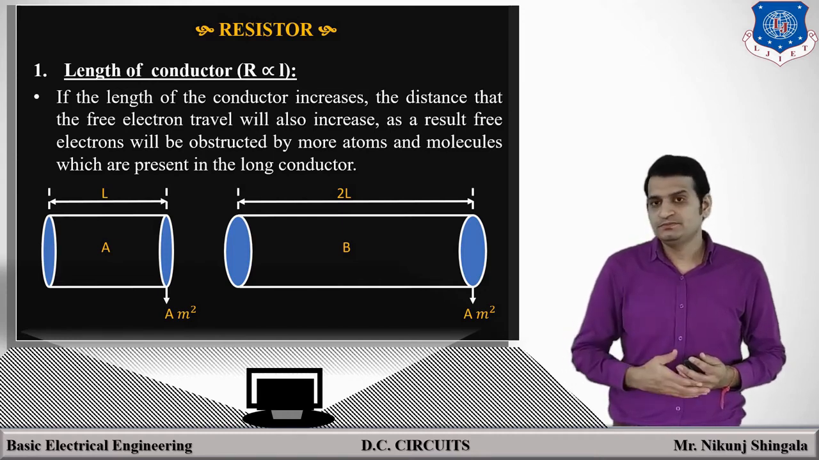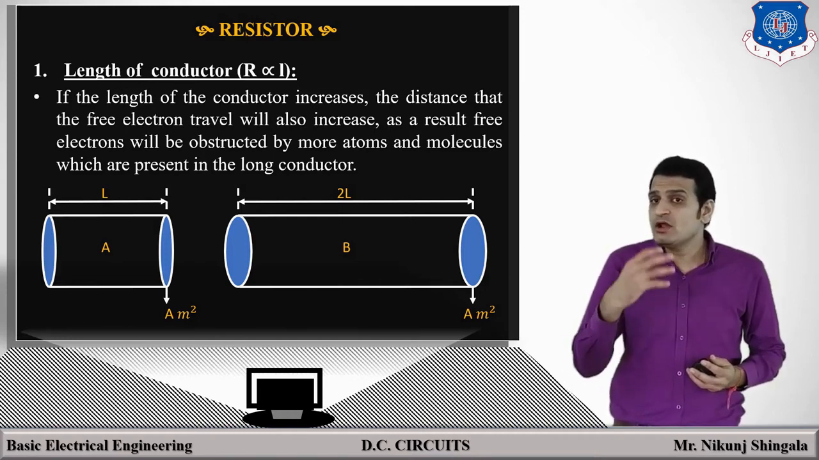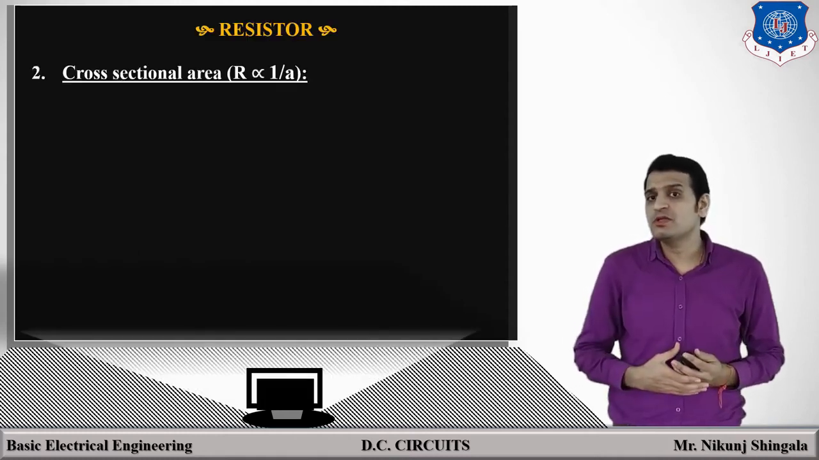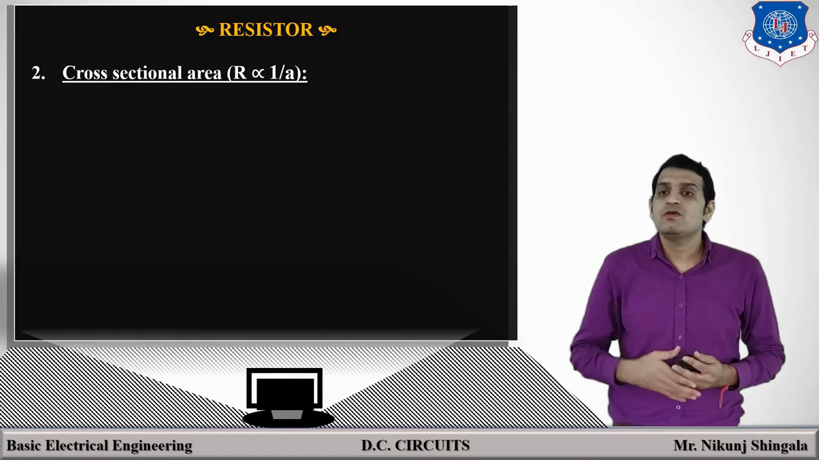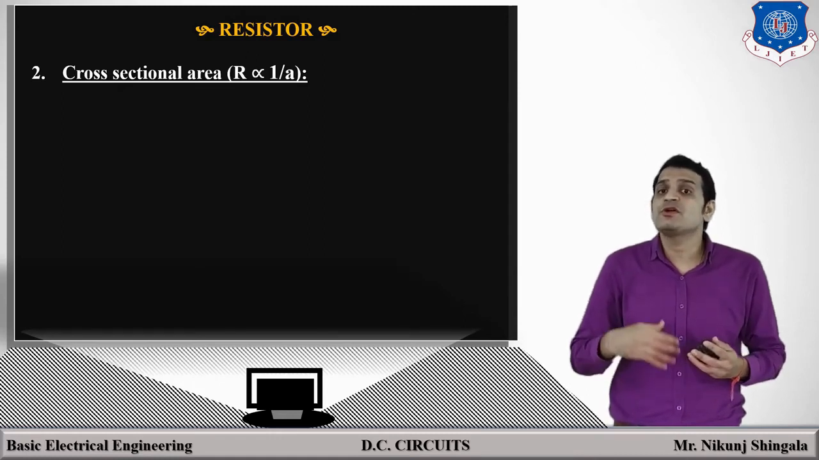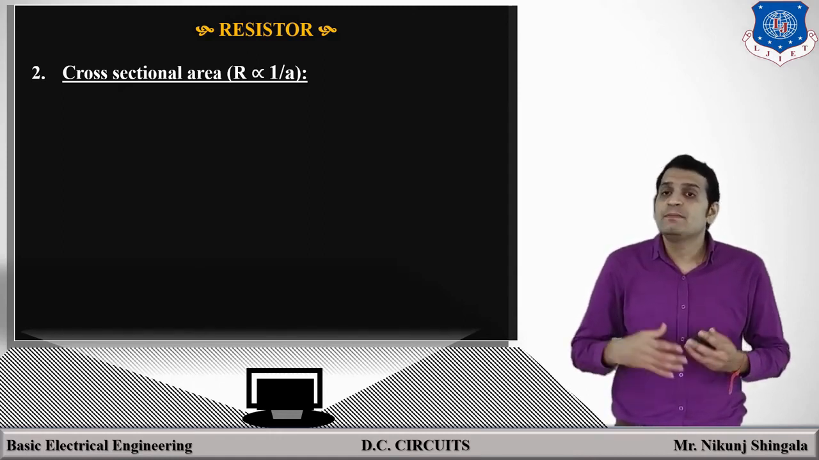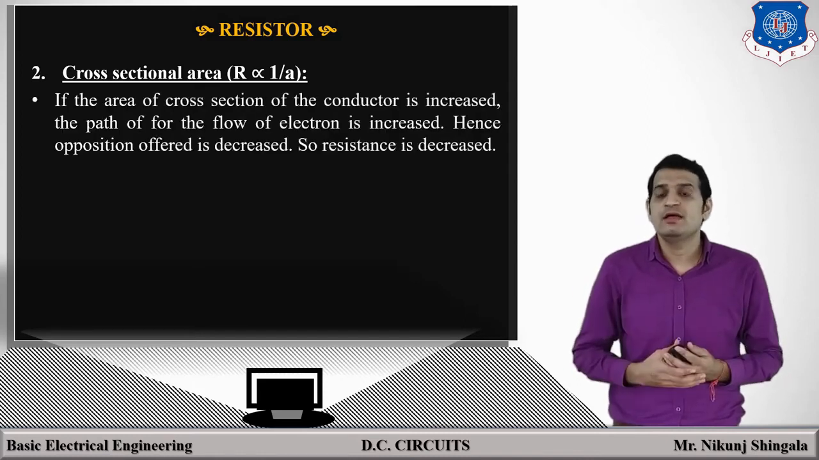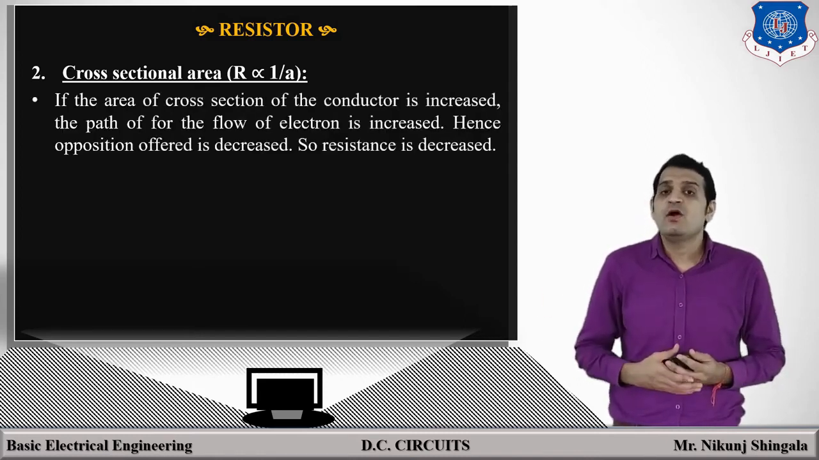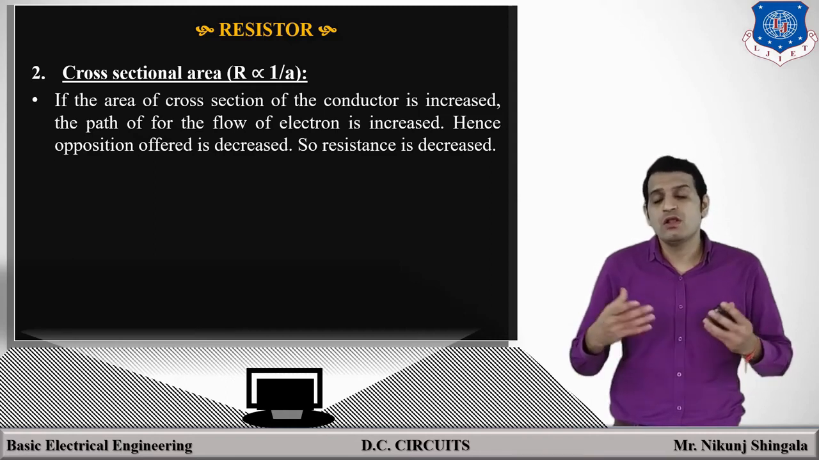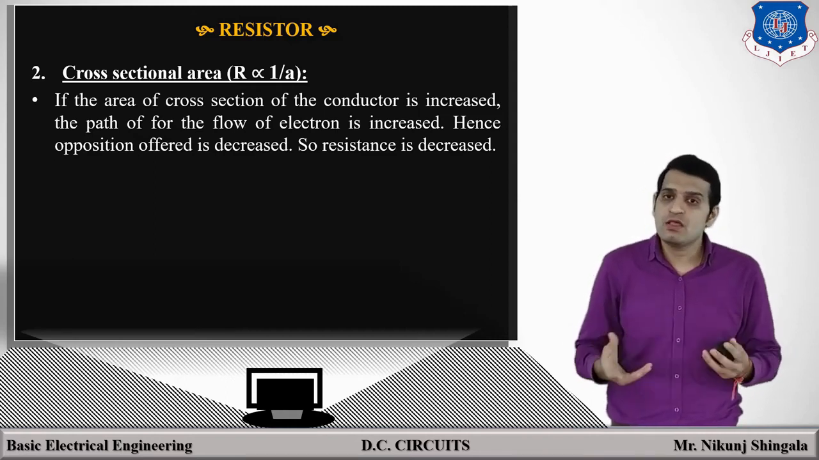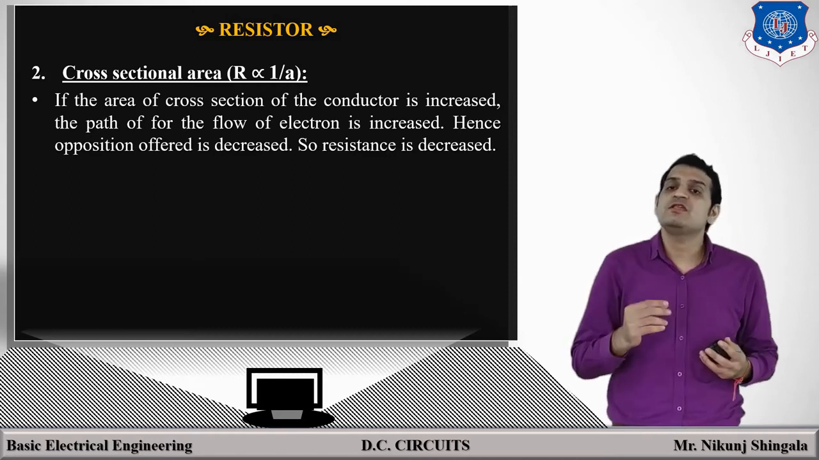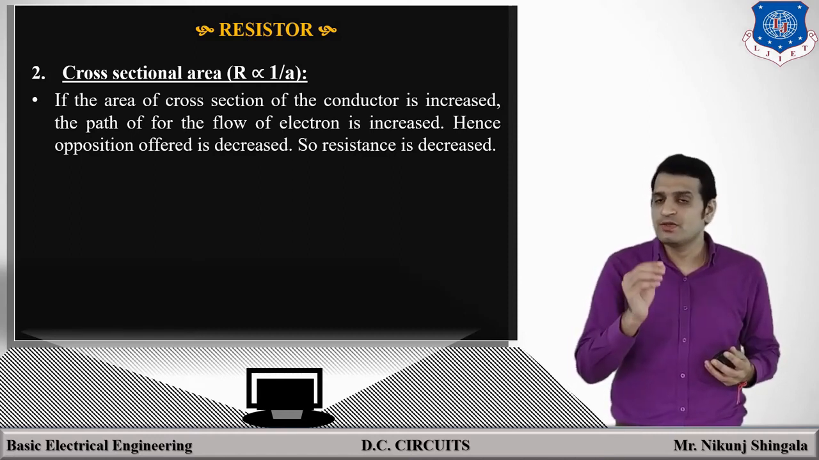The next one, it depends on its cross-sectional area. Resistance is inversely proportional to the cross-sectional area. Why? If the area of the cross-section of the conductor increases, the path for the flow of electrons or current is also increased, and as the path increases, opposition offered is decreased, and because of that, resistance is decreased. So resistance is inversely proportional to the cross-sectional area.